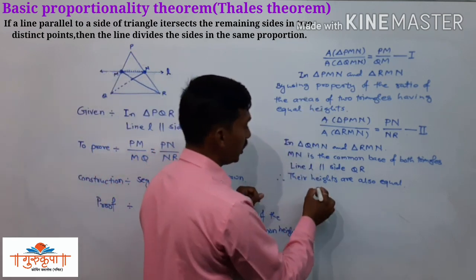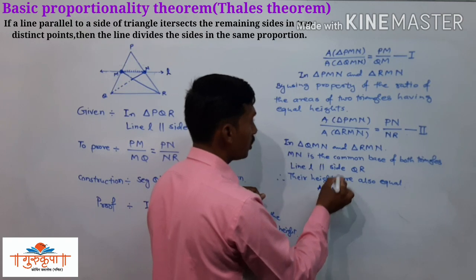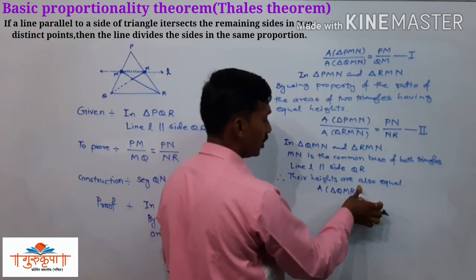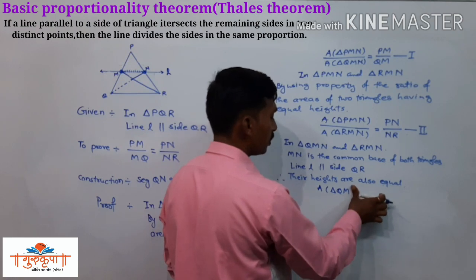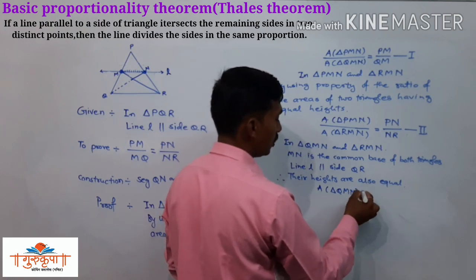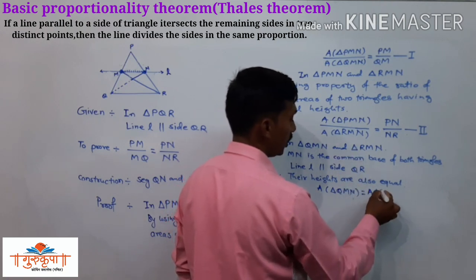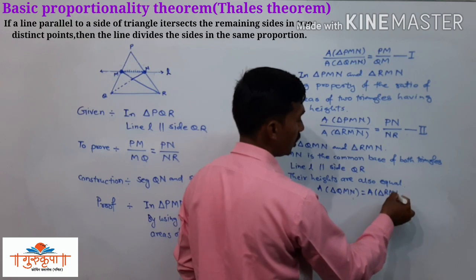Here you can write area of triangle QMN is equal to area of triangle RMN.